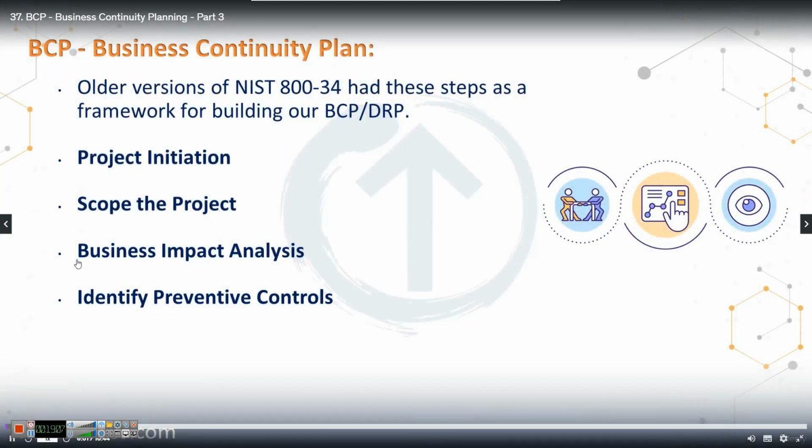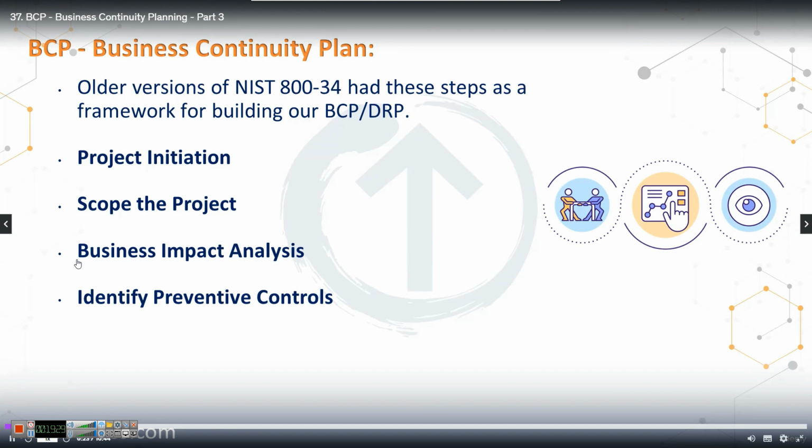In this lecture, we're going to finish out BCP. We start out talking a little bit more about how our BCPs and DRPs are projects, and since they are projects, we start with project initiation. Here, we scope the project, and then we do a business impact analysis. And the business impact analysis is another huge topic for our BCP and the DRP.